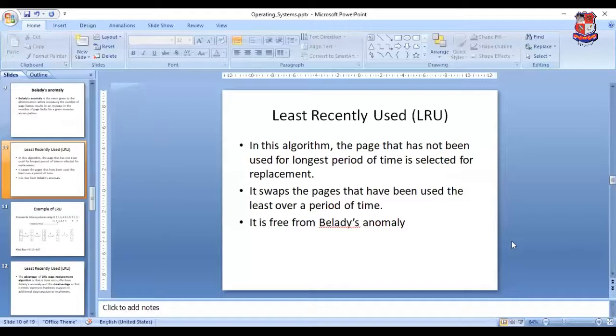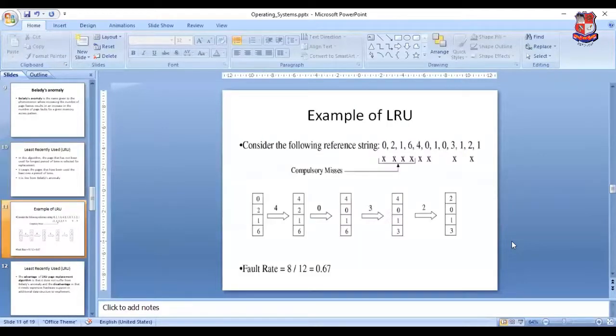मतलब हम उस पेज को रिप्लेस करेंगे जो पास्ट में सबसे पहले यूज किया था. It swaps the page that has been used the least over a period of time, and it is free from Belady's anomaly. Now same example here we take. Okay. Now first 4 it is clear.